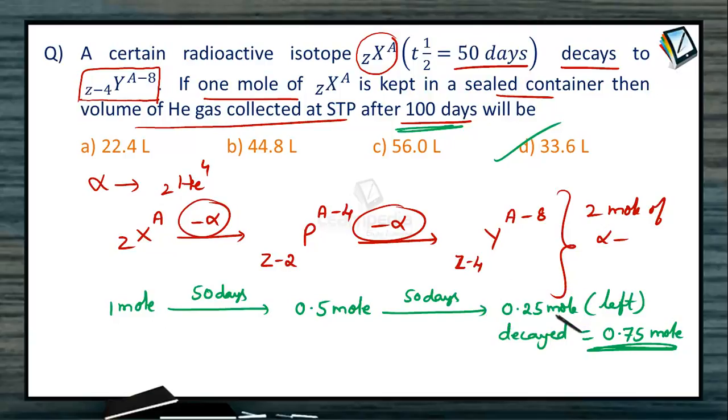This means the amount of substance decayed is 0.75 mole. As for 1 mole, 2 moles of alpha particles are emitted, for 0.75 mole it becomes 2 into 0.75, and we convert that into volume by multiplying with 22.4 liters. We get the final answer as 33.6 liters.